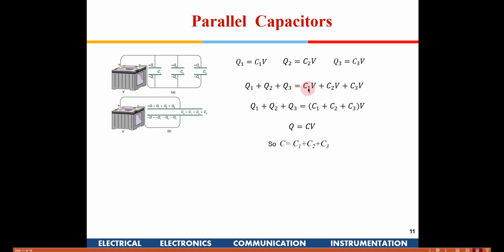So if I add these three, it will be C1, C2, C3, and V is the same in this case, so I take V common. Now if I have to represent an equivalent capacitance which holds the same amount of charge, then I can call it Q equal to CV. And if I equate these two equations, I get C equal to C1 plus C2 plus C3. So effectively, whenever I have to increase the net capacitance of a circuit, I can keep adding parallel capacitors, and the total amount of capacitance will increase.